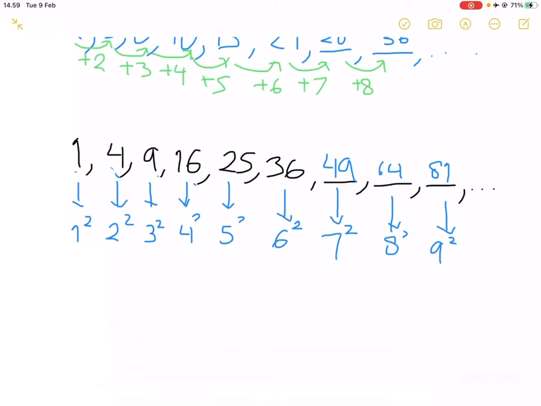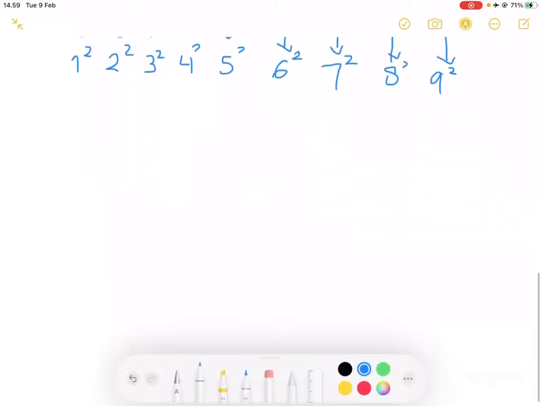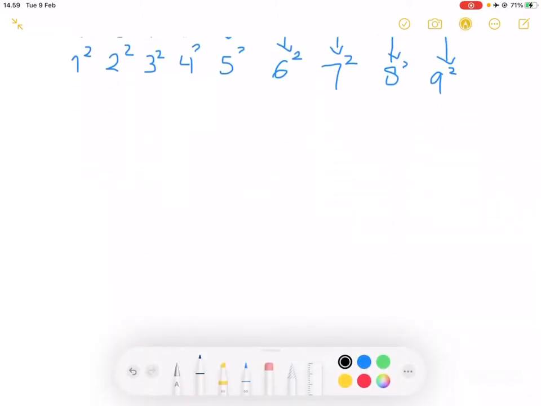So I would move into a slightly tricky one. Let's say we have 2, 9, 28, 65, 126.